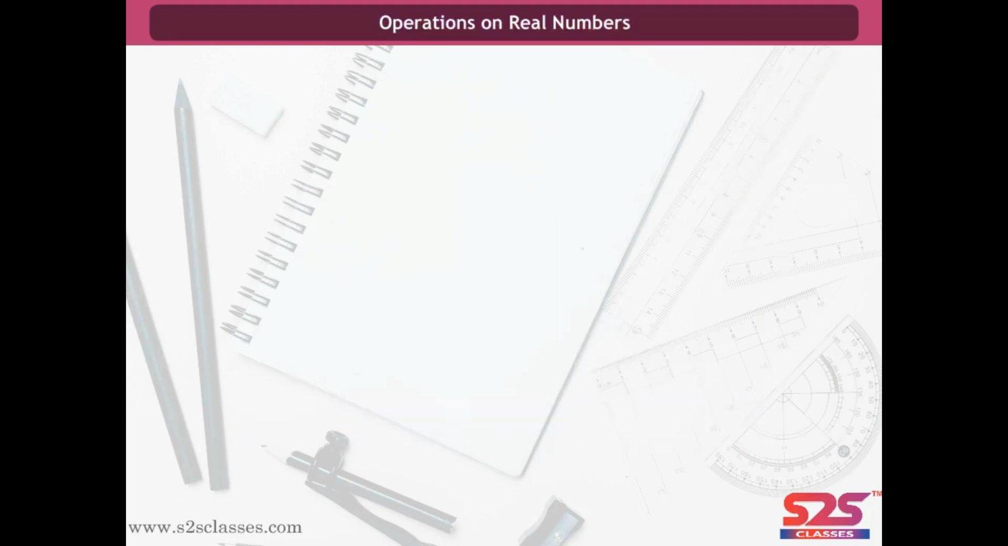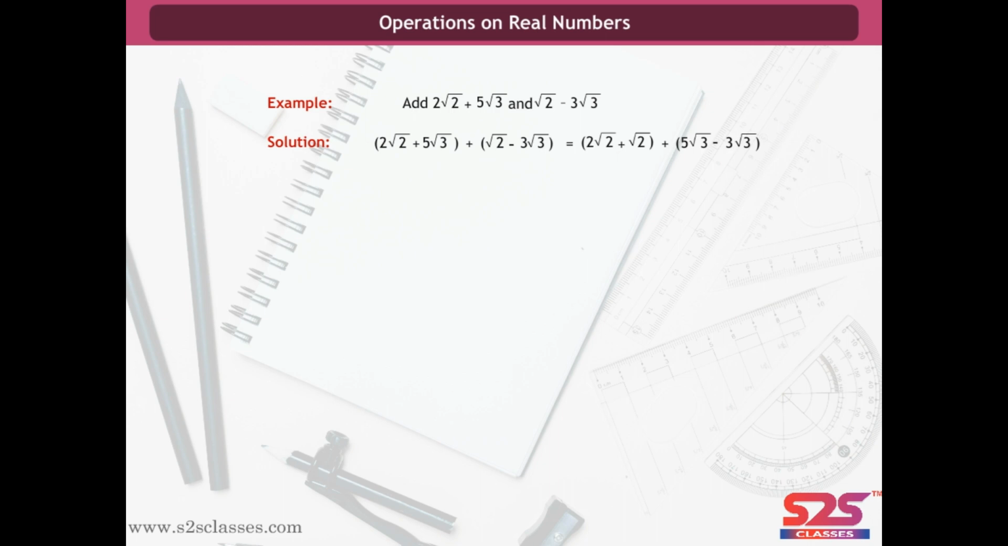Operations on real numbers. Let us consider some examples and solve them. Example: add 2 root 2 plus 5 root 3 and root 2 minus 3 root 3. Solution: 2 root 2 plus 5 root 3 plus root 2 minus 3 root 3 is equal to 2 root 2 plus root 2 plus 5 root 3 minus 3 root 3, which is equal to (2 plus 1) into root 2 plus (5 minus 3) into root 3, which is equal to 3 root 2 plus 2 root 3.